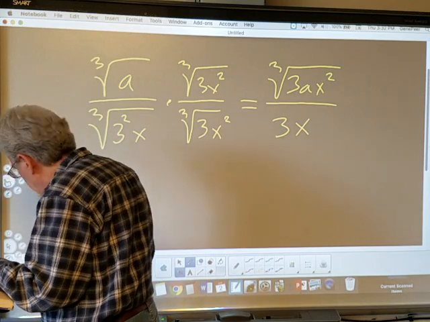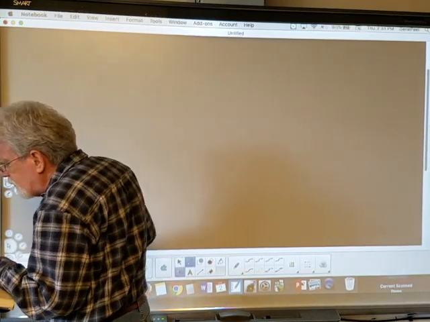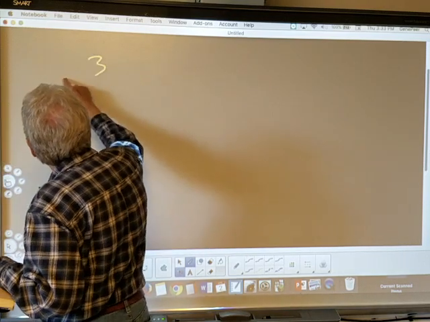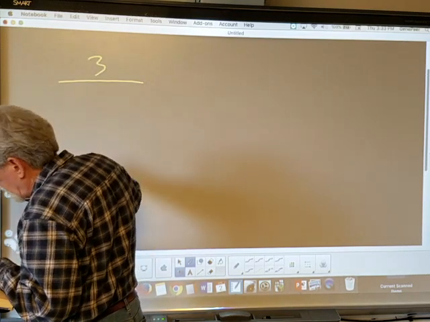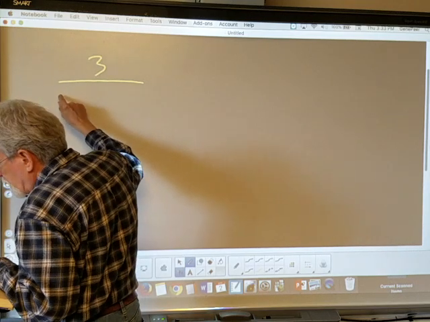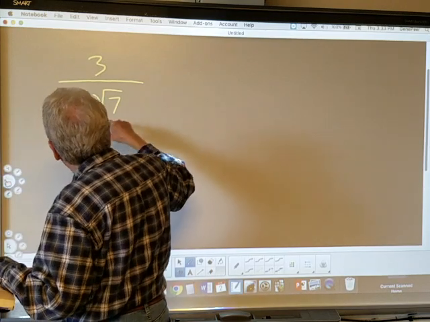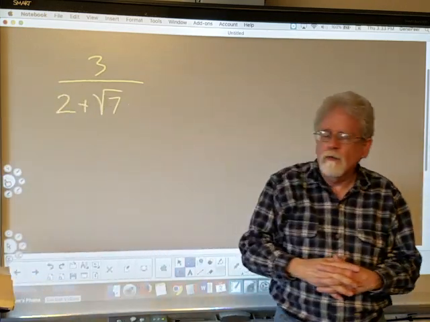I'm going to skip the explanation at the top of 307 and jump right into example 7. I think the explanation they give at the top of 307 is more confusing than necessary. 3 over 2 plus square root of 7. We're going to get that radical out of that denominator.